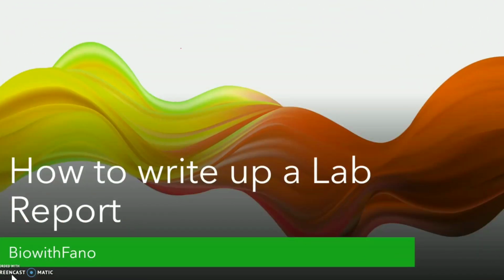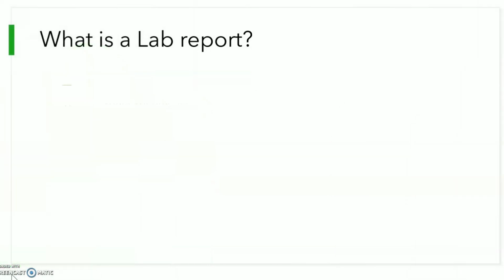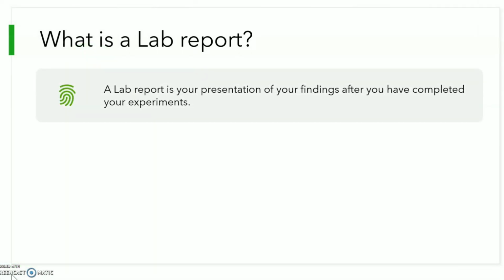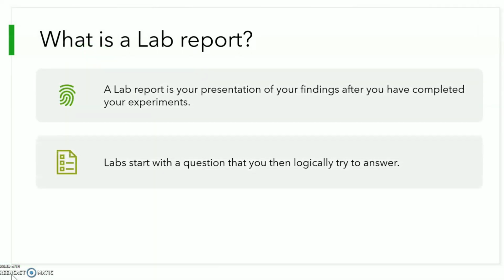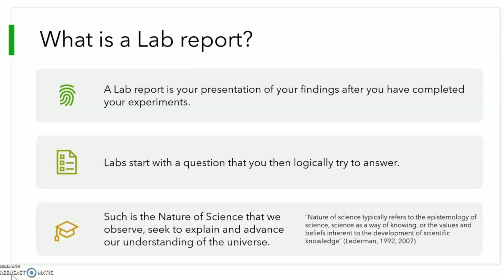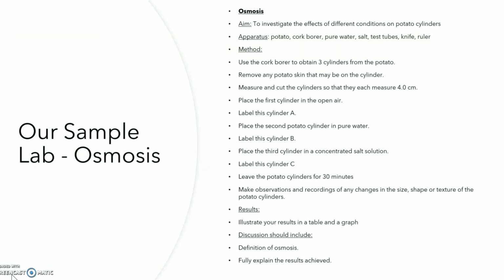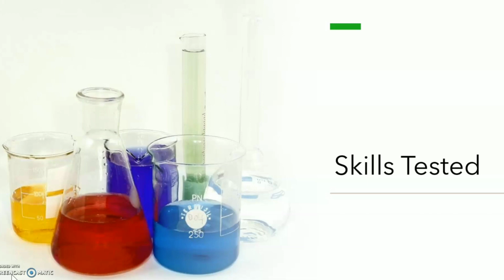So what is a lab report? Well, to put it simply, it's the way you present your findings after you've completed your experiments. Labs are methods that we use to answer questions that are based on observations that we have. Today, our sample lab is going to be an osmosis lab. I'm going to link all of my resources for you in the description below, so you can always follow and practice with me as we go along. You can also pause the video here so you can read the experiment's instructions, but it'll also be linked below anyway.